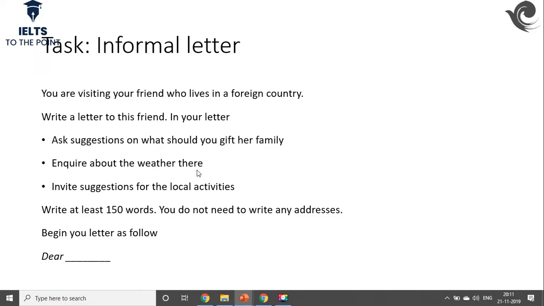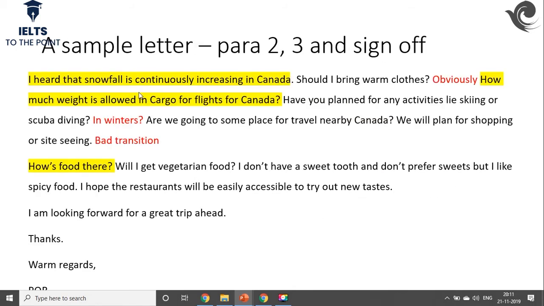See, ask and inquire about the weather there. So the overall purpose of this paragraph should be about the weather, and if you ask something like this, it just distracts the reader or the evaluator. Have you planned for any activities like, it should have been like, the person has written lie. I've kept the spelling error as it is. This is not a typo from my side. This is the spelling mistake that person has committed.